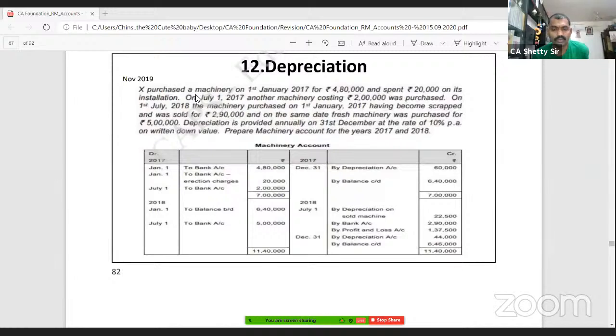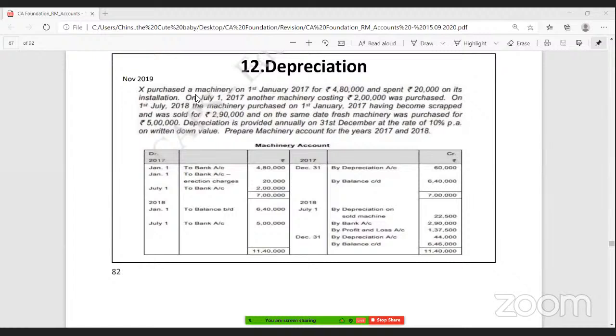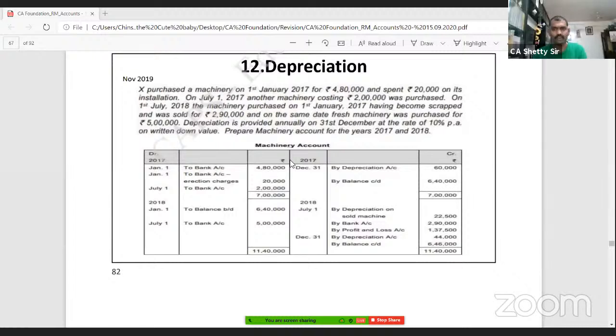Any cost till the asset is ready to use has to be capitalized, including interest on loan till the date it is ready to use. Understood? Yes, sir. So 480 to bank account, 20,000 again to bank account. I'm not spending a lot of time on problems because it is your job to practice the sums. On 1st July, another machinery costing 2 lakh was purchased, again to bank account. This portion, all of you understood?